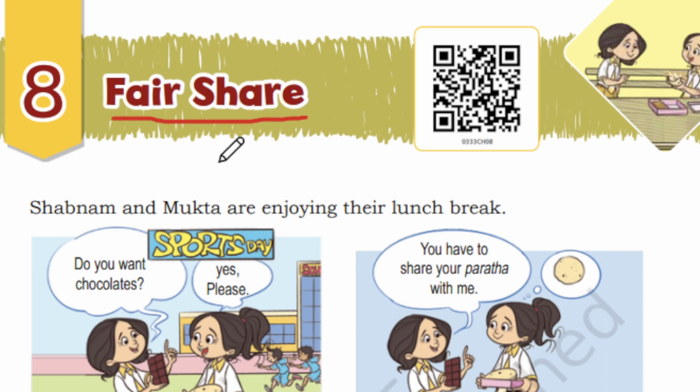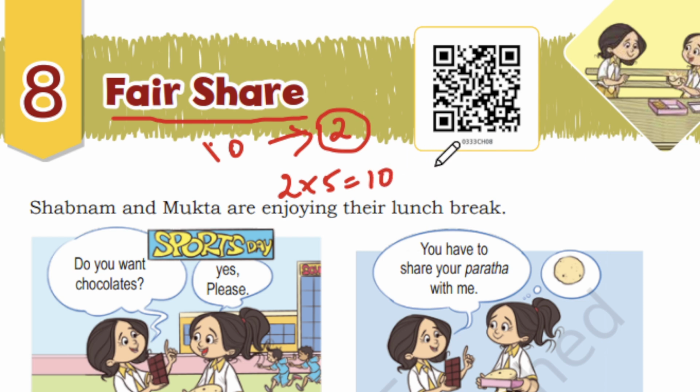For example, if you have 10 chocolates and you have two friends, how will we share these chocolates equally between them? In 10, we have two fives. So 2 into 5 is equal to 10, right? So each friend will get 5 chocolates. 5 to one friend and 5 to another one. So this is called equal sharing.